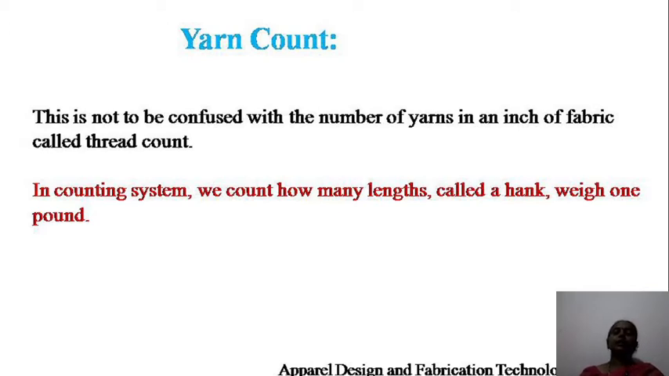Yarn count is a numerical expression of the coarseness or fineness of the yarn, whereas thread count is the number of yarns in an inch of the fabric. In a fabric, if you mark 1 inch through the pick glass, you can count the number of yarns, the threads, in that particular marking. That is the thread count, not the yarn count. In the counting system, we count how many lengths, called hanks, weigh 1 pound.